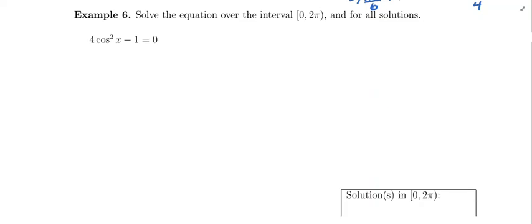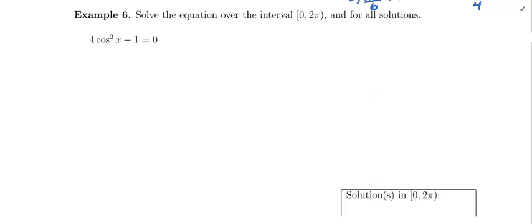Example 6. Solve the equation over the interval 0 to 2 pi and also for all solutions. The equation here is 4 times the cosine squared of x minus 1 is equal to 0. All right, this one is a little more obvious than the last one, that this is quadratic. We have a single trigonometric function, cosine of x, and the highest power in the entire equation is 2.